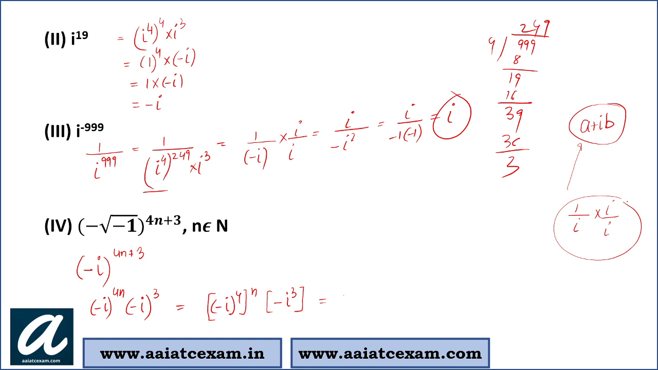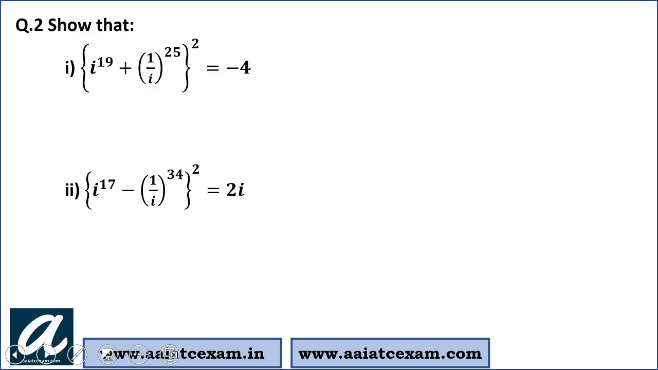So answer should be 1 into minus of, what is iota cube? Again it is iota cube is minus iota. Minus of minus iota, which will become minus minus plus iota. So your answer is again iota. So please, students, try to solve as many questions based on this topic.